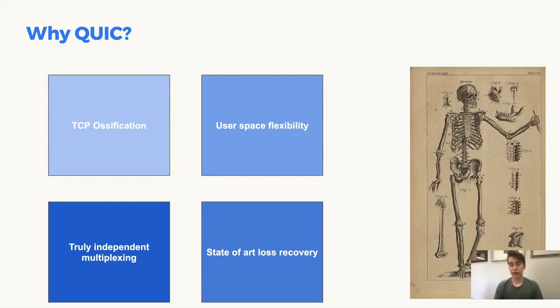QUIC solves this by encrypting the vast majority of the protocol. So there's not really much exposed, which means that we can change whatever goes on underneath the encryption because no one can make any assumptions about it.